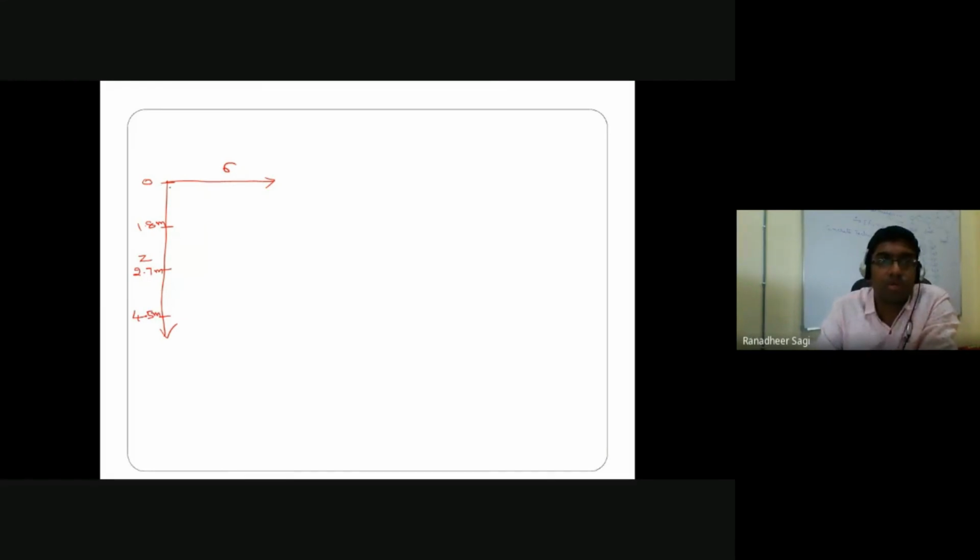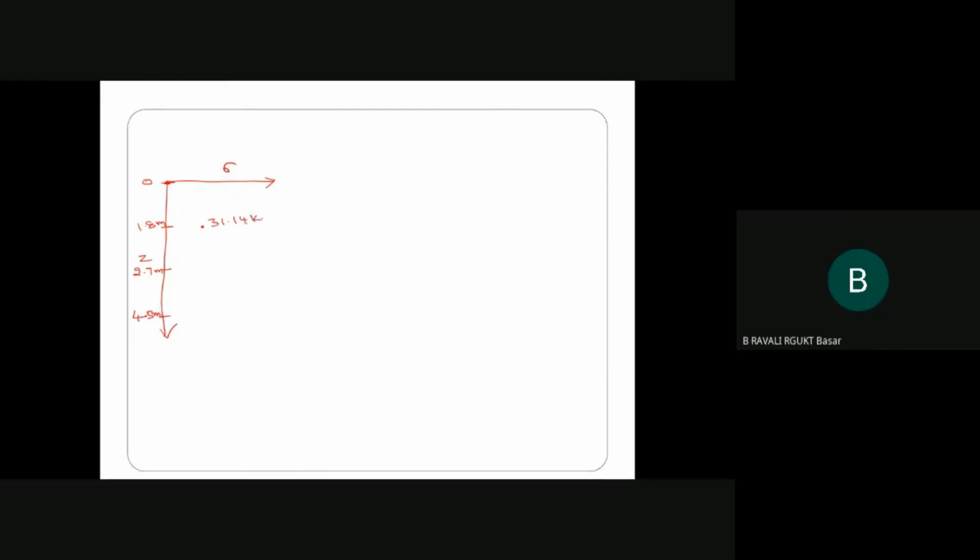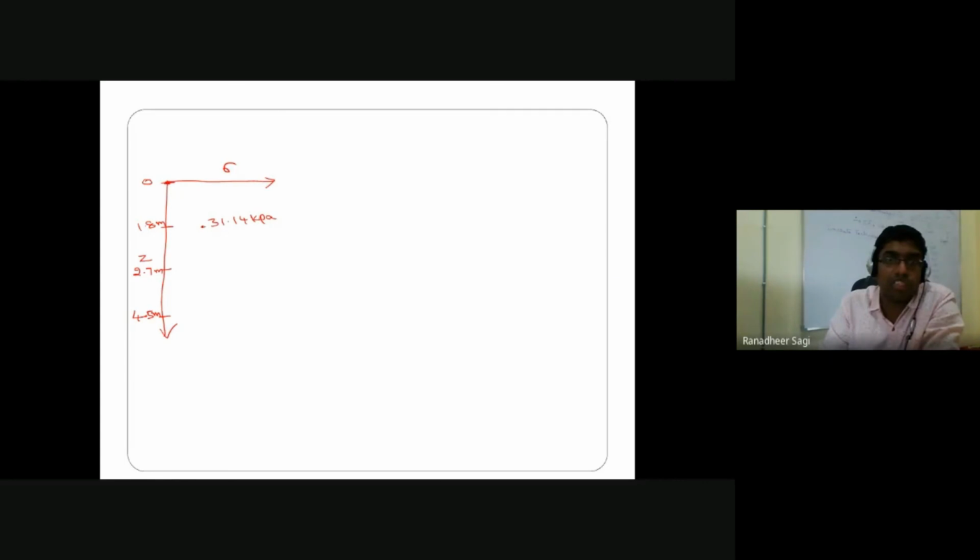Okay, so how much was my total stress at 0th meter? Total stress at 0th meter was 0. That's nothing but at point A. And how much was my total stress at point B position? 31.14 kilopascal was the total stress at point B position. That is nothing but at a depth of 1.8 meters from the top.